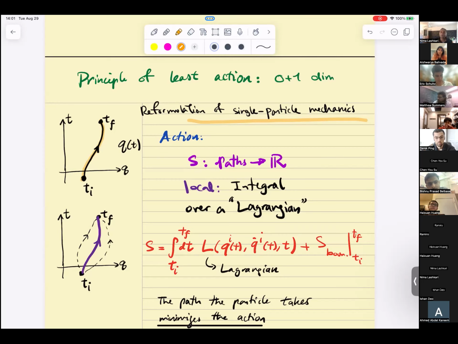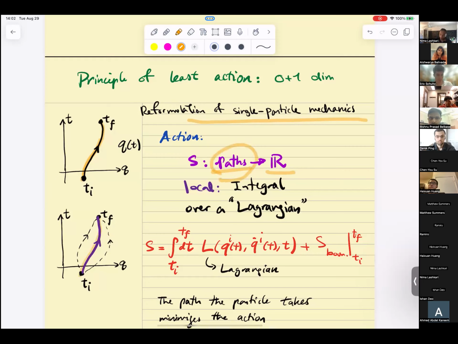Of course, you could solve this using F equals ma, but there is a more elegant way of doing this, which makes the symmetries more manifest and is easier to generalize to field theory. This is the action principle. To every path that the particle can take, you associate a number, let's say a real number. That is called an action, right? So it's a function from paths to numbers.